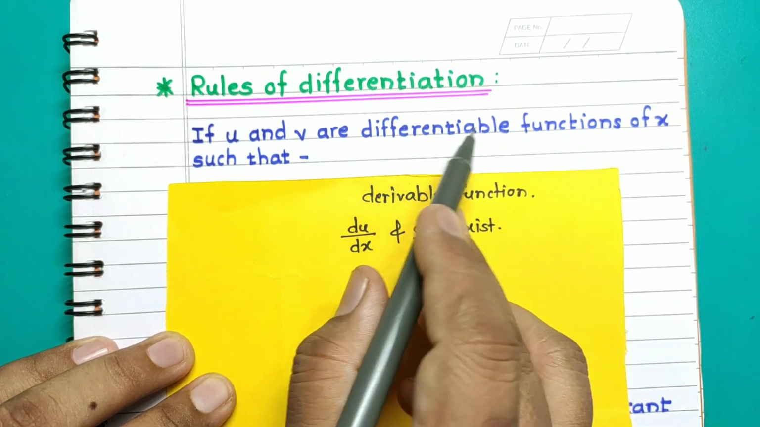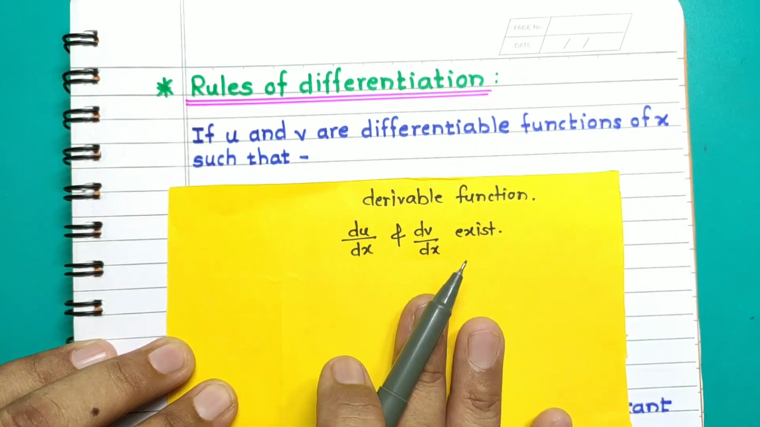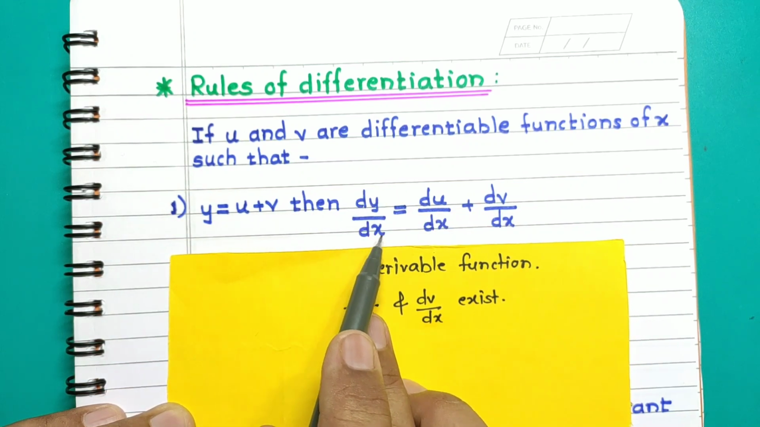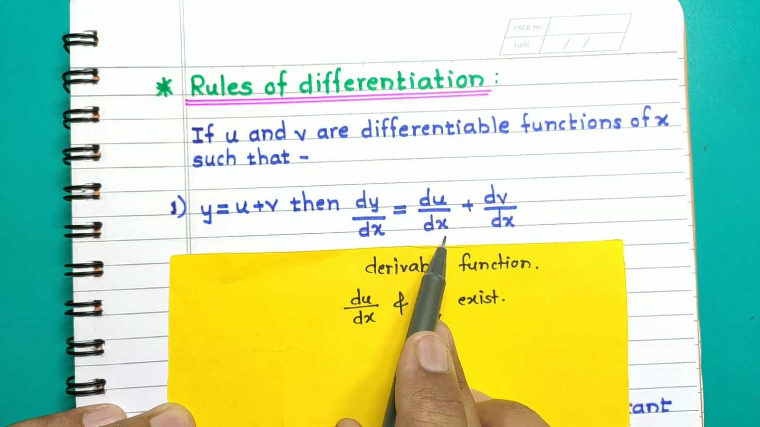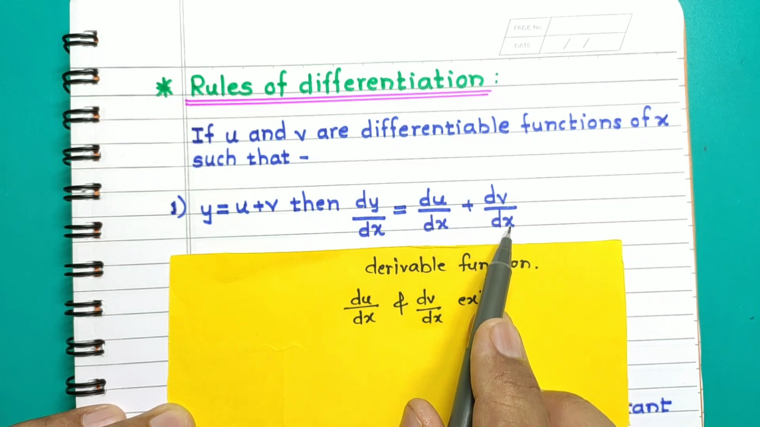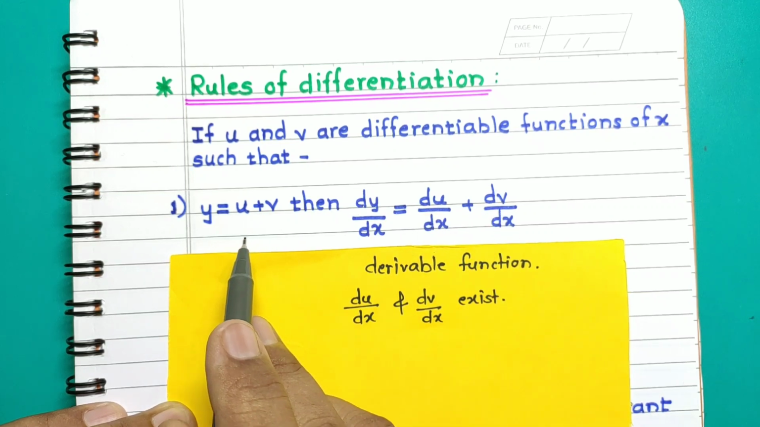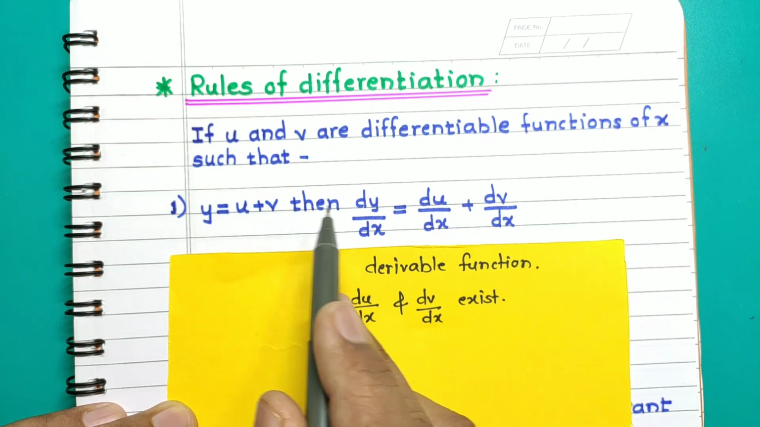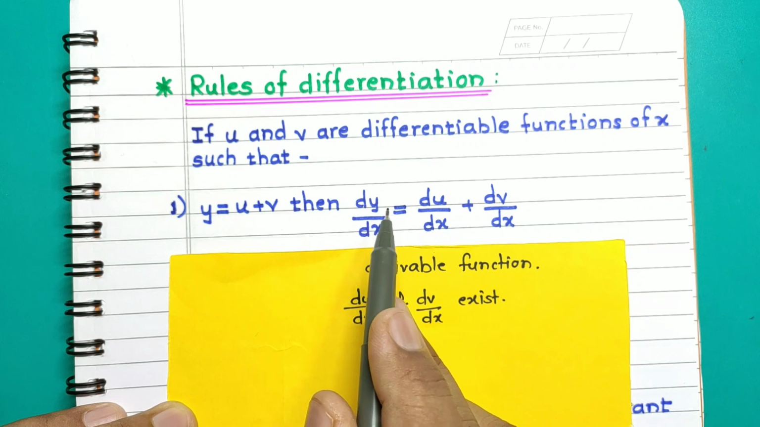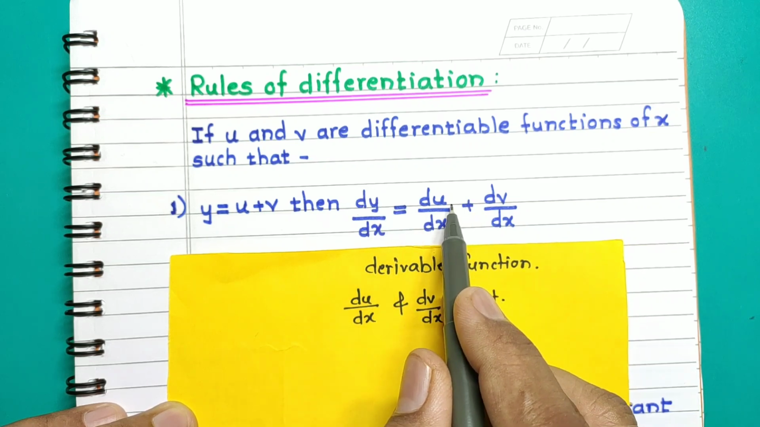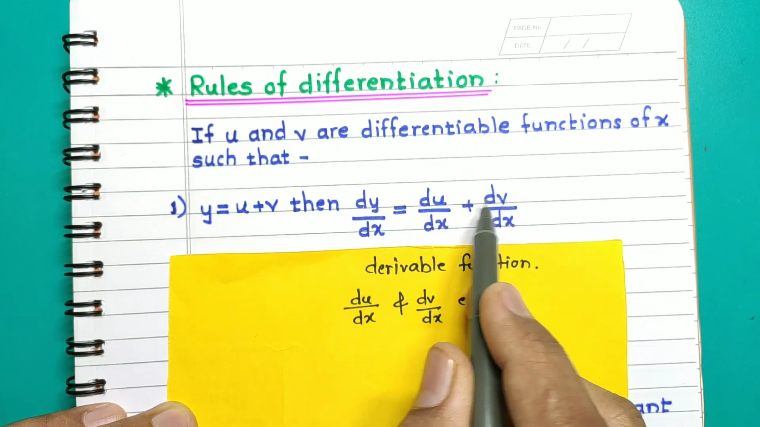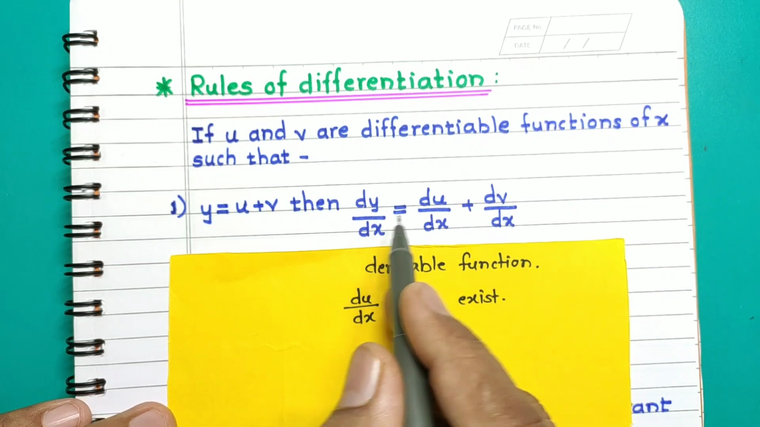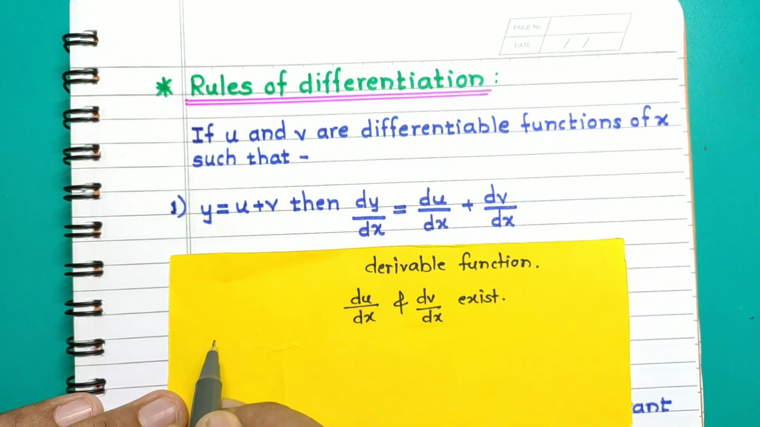If u and v are differentiable functions of x such that y is equal to u plus v, then dy by dx is equal to du by dx plus dv by dx. That means y is the sum of these two functions, so its derivative dy by dx is also the sum of the derivatives of functions u and v. So it's very easy to remember this rule.